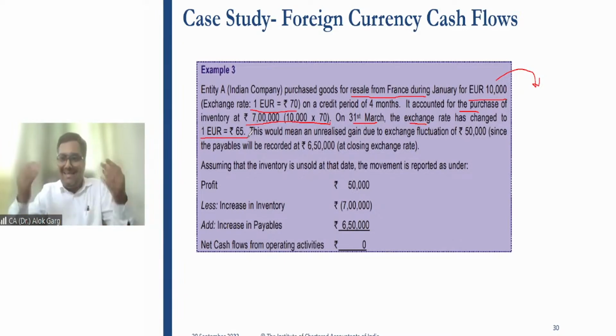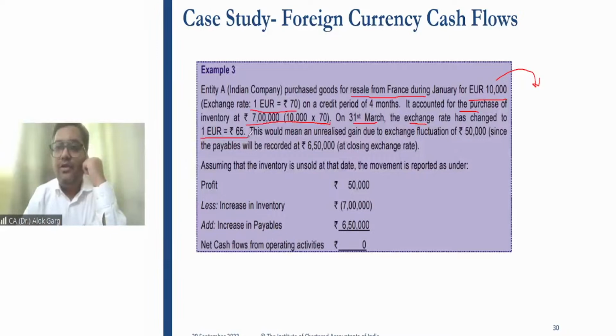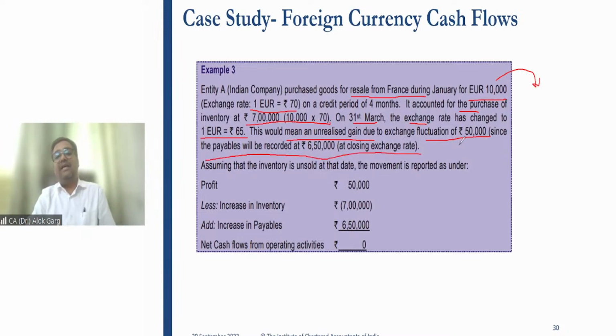The company has to pay less Indian currency to settle this transaction. So what is the accounting entry? The company is having an exchange gain. Trade payable has to be paid at 6,50,000. So the company will have an exchange gain of 50,000. So please write down the accounting entry. Foreign trade payable account debit by 50,000 to unrealized exchange gain by 50,000, right? So on 31st March, the exchange rate has changed to 1 euro equal to 65 rupees. This would mean an unrealized gain due to the exchange fluctuation of 50,000 rupees, since the payables will be recorded at 6,50,000 at the closing exchange rate.